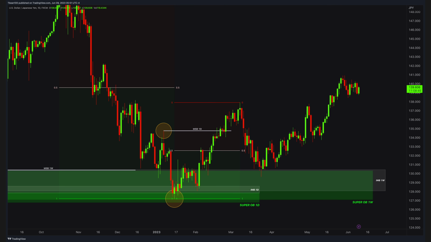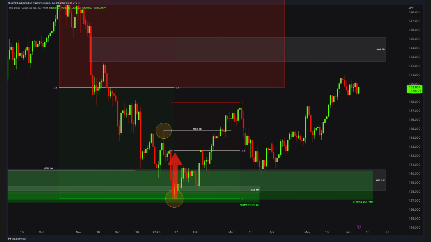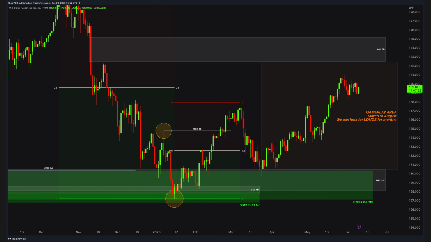Remember the weekly structure. Price is in weekly discount. The price wants to go higher, especially to this weekly imbalance. Remember, imbalances are liquidity where the price reacts to, where the price is being pulled to. So, what is the gameplay here? The gameplay is so simple. Once you confirm the daily structure shift, you should keep longing until it reaches the weekly premium. This is your gameplay area.